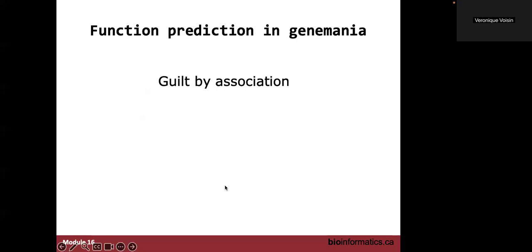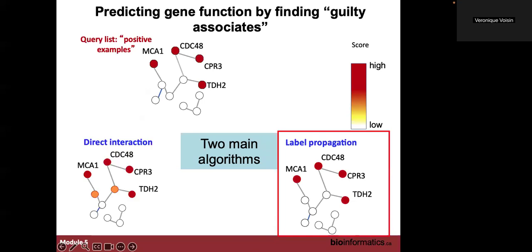And so GeneMANIA is using guilt by association to distribute the functional interaction score to the network. So this is how it works. So this is the network. We have here in red 4 nodes with a high interaction score. These nodes have a known function, and we see here a gradient of color from white, yellow to red. So red for these nodes with high interaction score.